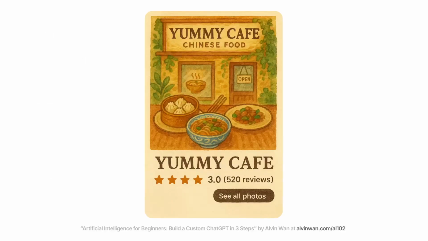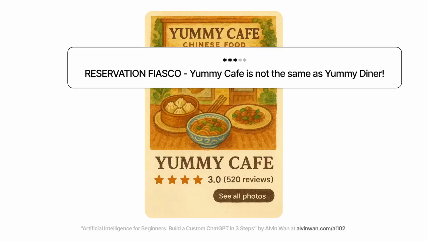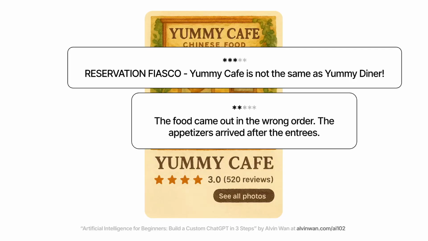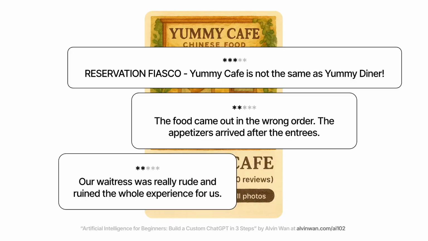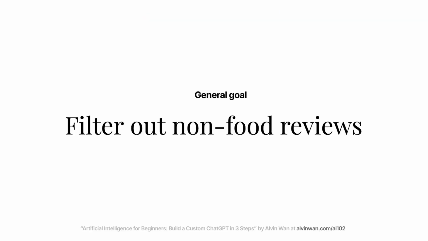On the restaurant's webpage, I scroll through reviews with really low ratings. One person confused this place with its sister restaurant. Someone else complained about the order that dishes were served in. And the last review did not like the waitstaff's attitude. These are all valid concerns, but I personally only care about the food. So I want to filter out non-food reviews. Knowing this is my goal, let's now translate this into a concrete project.